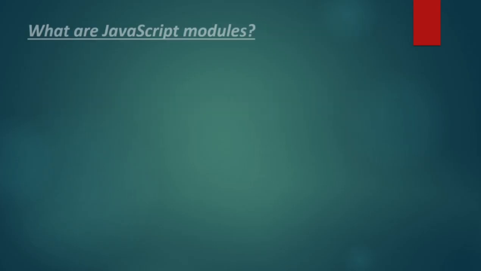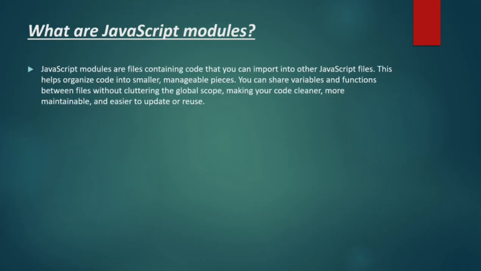Now let's move to the different question. What are JavaScript modules? JavaScript modules are files that contain code that we can import into other JavaScript files. This helps us organize our code into smaller, manageable pieces. We can share variables and functions between files without cluttering the global scope. So it will make our code cleaner, more maintainable, easier to update, and easier to reuse.